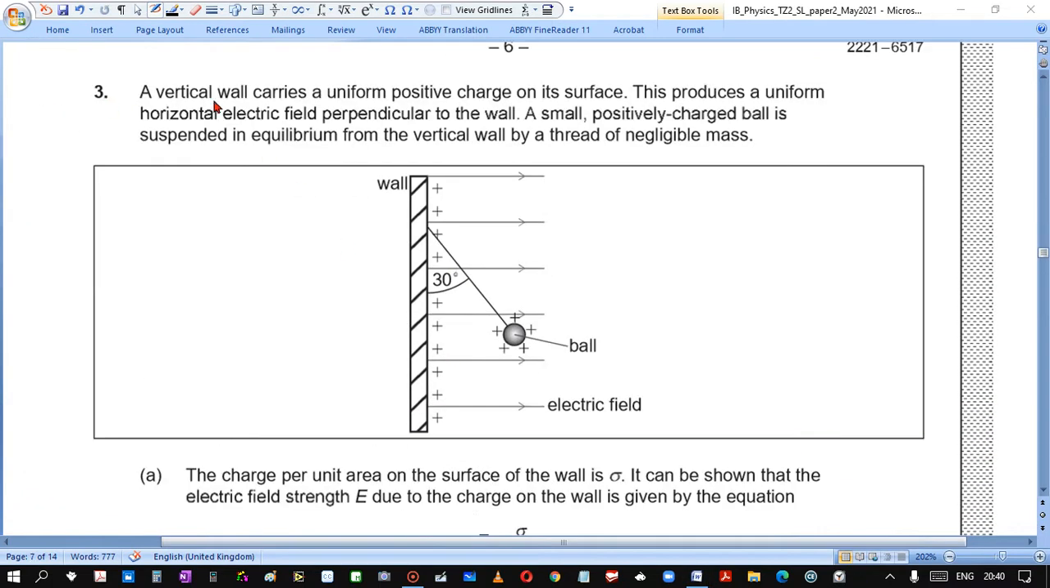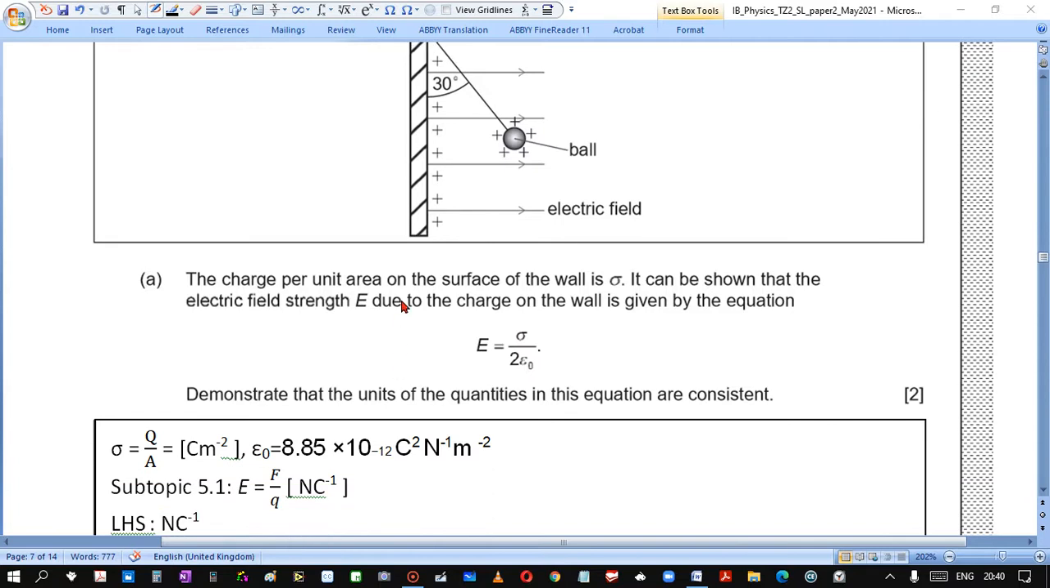Right. Question 3. A vertical wall carries a uniform positive charge on its surface. This produces a uniform horizontal electric field perpendicular to the wall. A small positively charged ball is suspended in equilibrium from the vertical wall by a thread of negligible mass. The charge per unit area of the surface is sigma. It can be shown that the electric field strength due to the charge on the wall is given by the equation sigma over 2 epsilon 0. Demonstrate that the units of the quantities in this equation are consistent.